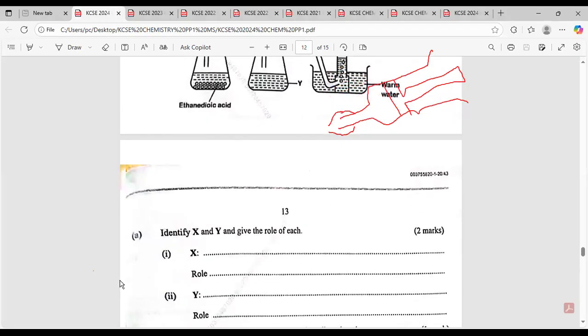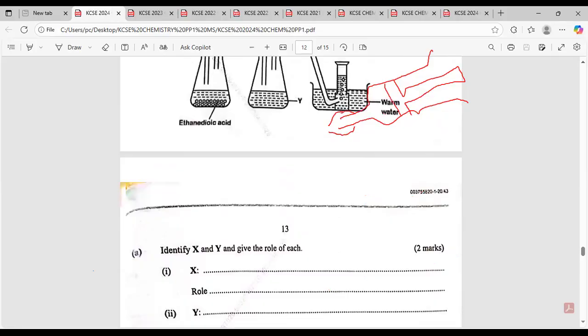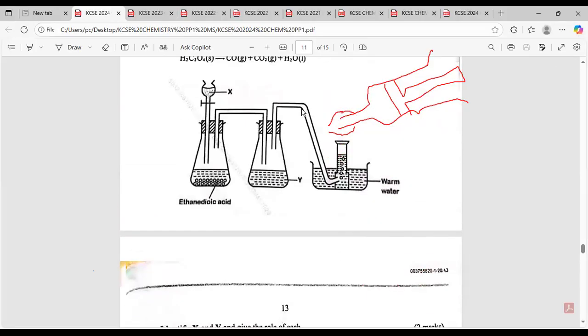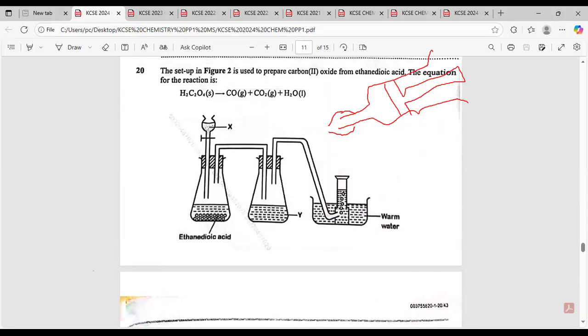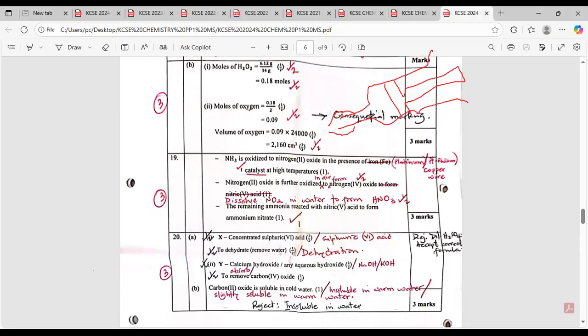Identify X and Y. I have said X is concentrated sulfuric acid. The role is a drying agent. Y is sodium hydroxide. The role is to absorb carbon dioxide. Then the last one is, state the property that allows the gas to be collected. Wherever you find that a gas is being collected over water, this is because it is slightly soluble in water. So this is the answer for question number 20.